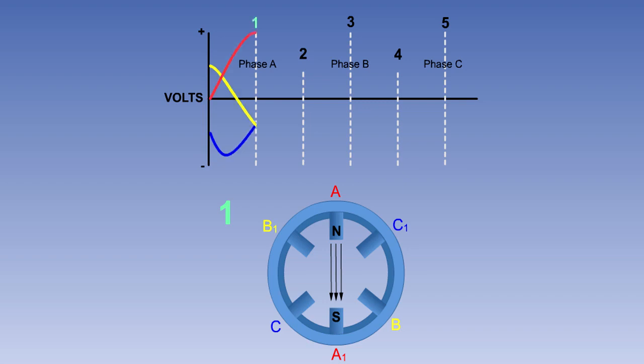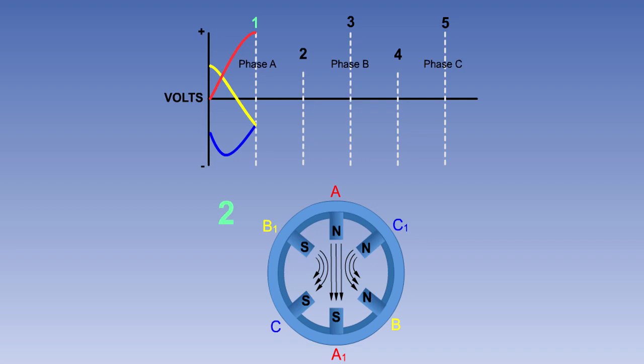If we start at point 1 on the graph, you can see that phase A is at its positive peak. So, pole A has a strong north magnetic pole, and A1 a strong south pole. Phases B and C are both negative, so poles B1 and C1 have weaker north poles. The magnetic fields will look like this.